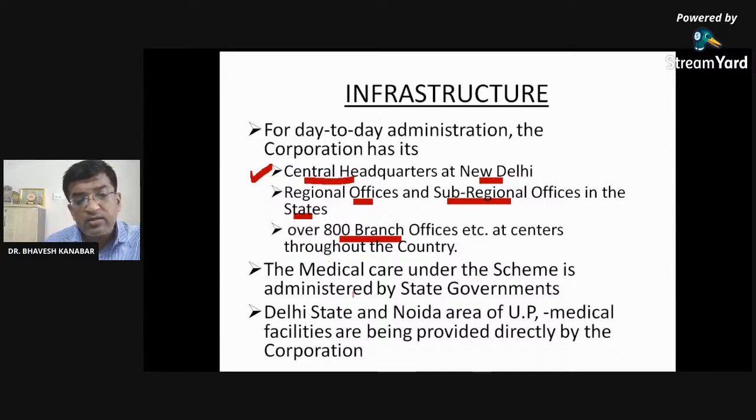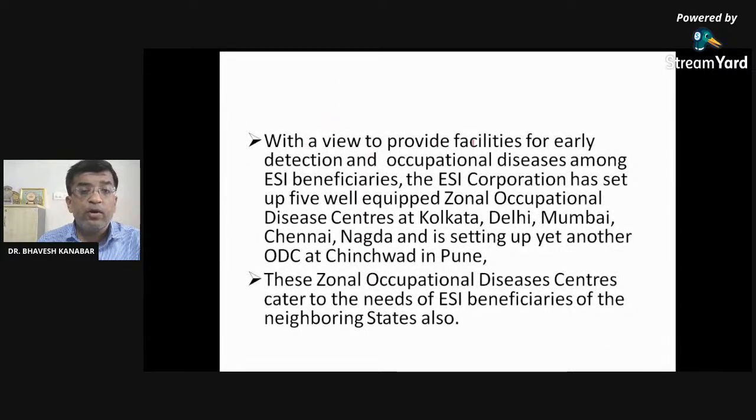The medical care under the scheme is administered by the state government. You know that the state is responsible for health. One sentence is there: health is a subject matter of the state. So medical care is provided by the state government, except in a few states, like in Delhi and the Noida area of UP, where medical facility is provided by the corporation, right? While in other states it is provided by the state itself, with a view to provide facility for early detection of occupational disease among ESI beneficiaries.